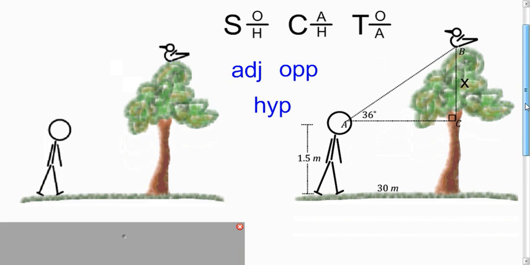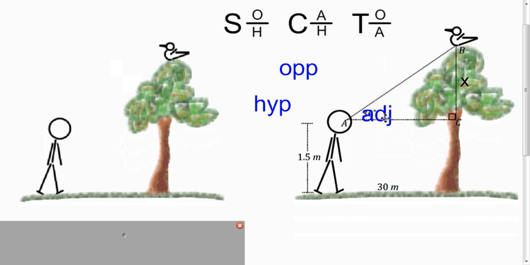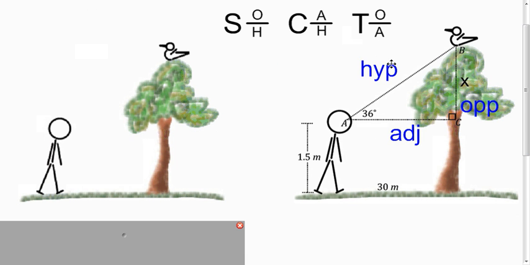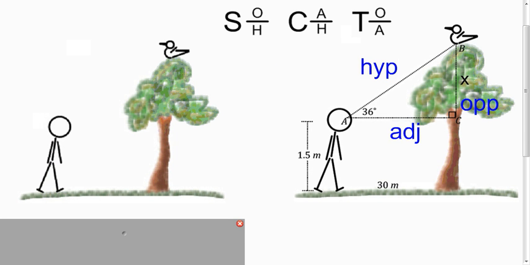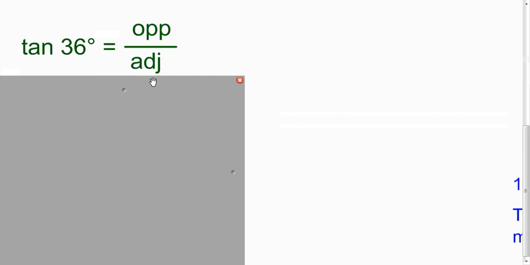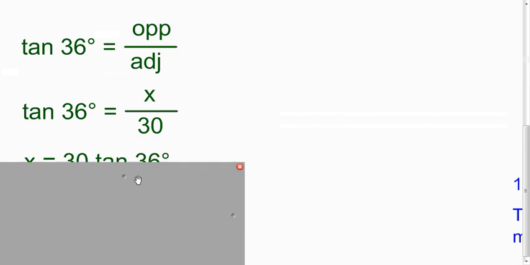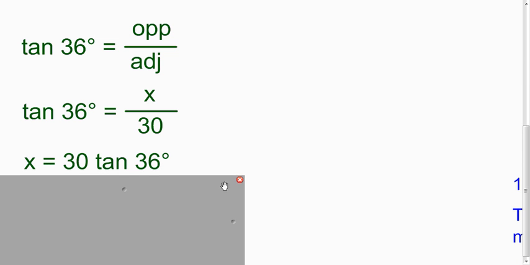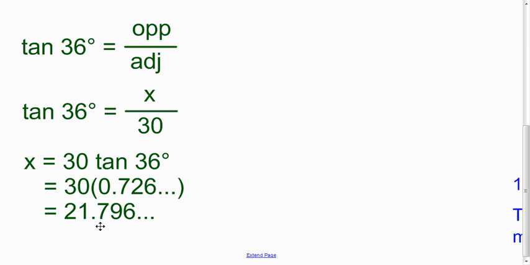To do that, we can use trigonometry. We have adjacent, opposite of that 36, and hypotenuse. And so which of the ratios are we going to use? Well, we're looking for opposite, and we know the adjacent length, so we're going to use tangent. So tangent of 36 is opposite over adjacent. Opposite is x, adjacent is 30. Multiply both sides by 30, and put that in the calculator, and you get 27.796.